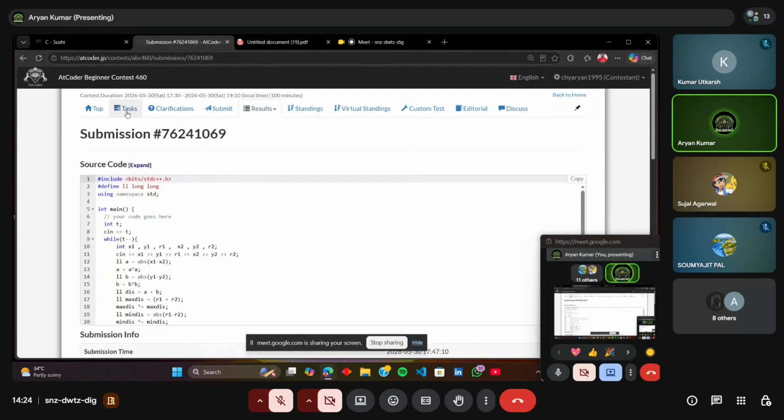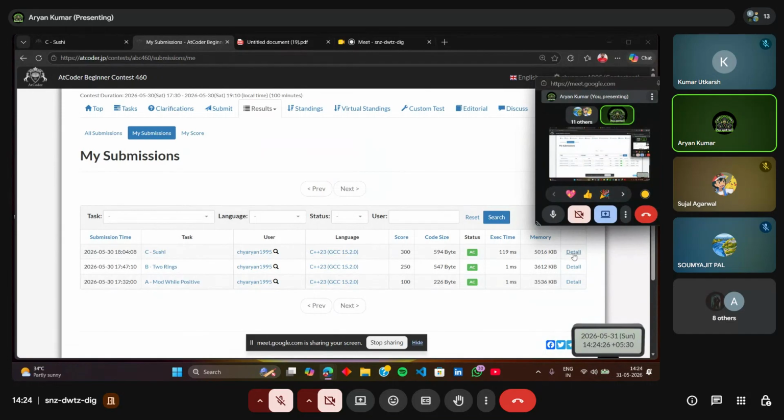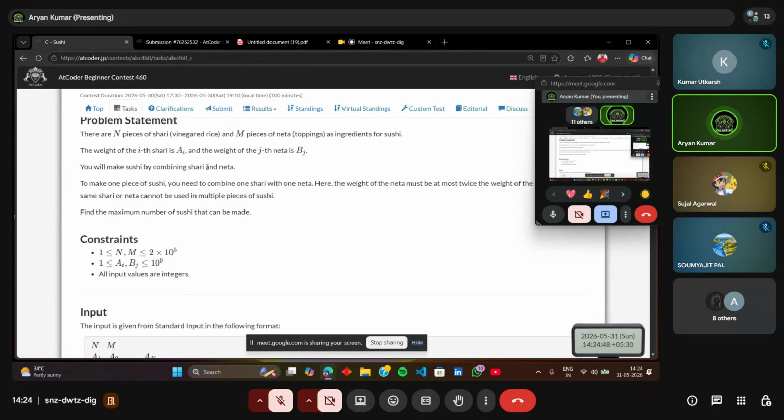Let us see the submission for this. Okay, so first of all, we have taken the input, and then what will we do? We will sort the weight array. Why are we sorting this? So that every time we will try to take the minimum possible value that we can take. Okay, and also for each element of sari, we will try to take the minimum possible weight of neta, so we will sort both arrays, neta and sari.